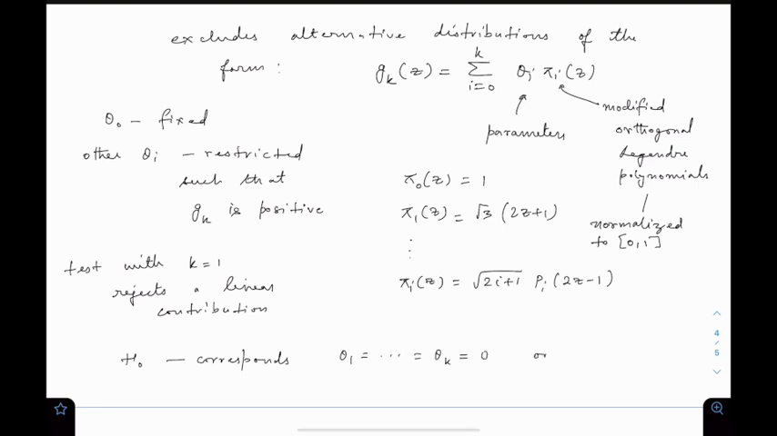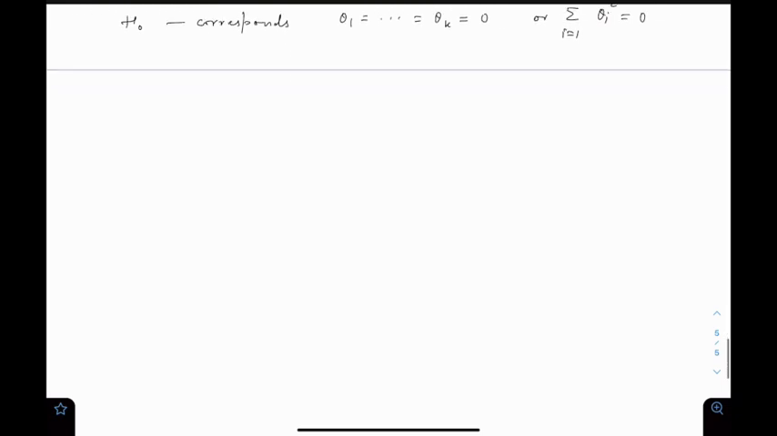Equivalently, the sum over theta_i squared from i equals 1 to k is 0. So you have to look for a test statistic which increases with the value of this sum. So for a sample of size n, the test statistic proposed by Neyman is given as R_k squared is 1 by n times the sum over i equals 1 to k of t_i squared.